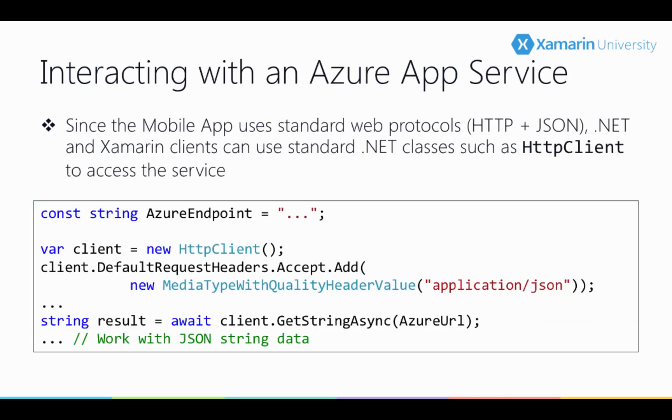Consuming data on your .NET or Xamarin application is pretty easy, as the mobile app uses standard HTTP or HTTPS using REST to interact with clients. So as long as you know the endpoint location, you can interact with the service. So if you've taken the AZR115 class, then you already know how to access and work with the service. So here you can see we're creating a new HTTP client, setting our accept type header, and issuing a GET against our Azure service endpoint. And it's going to return JSON data, which can then be parsed by the .NET code.